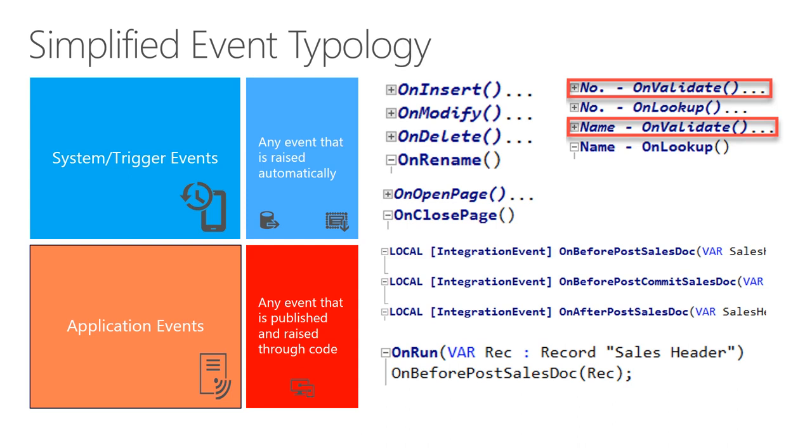On the right-hand side of the screen, you see a few examples for system or trigger events on the one hand and application events on the other. The examples for application events come from Code Unit 80. Please be aware that while the onValidate trigger is a standard system event, there is no event which reacts to onLookup, neither in tables nor in pages.